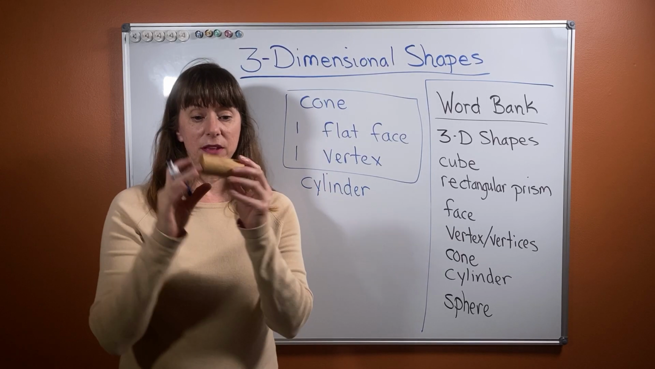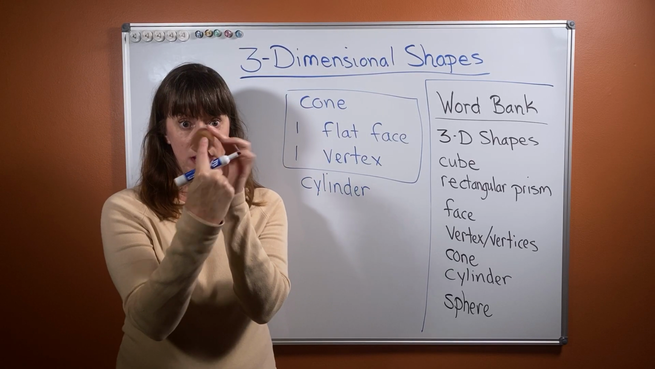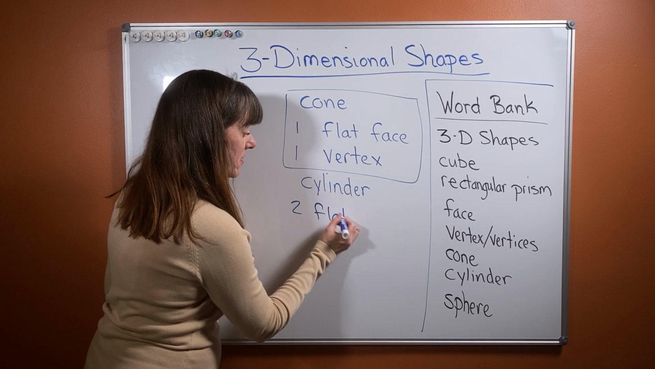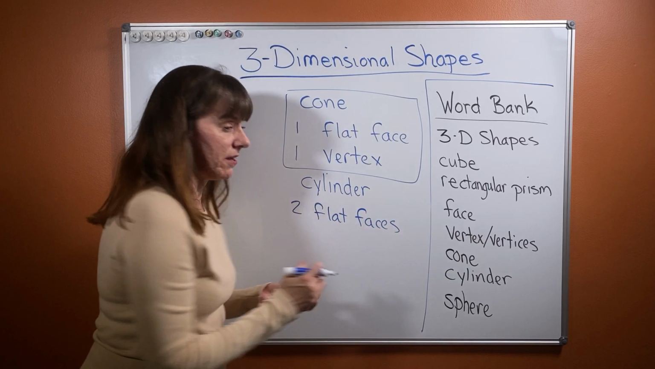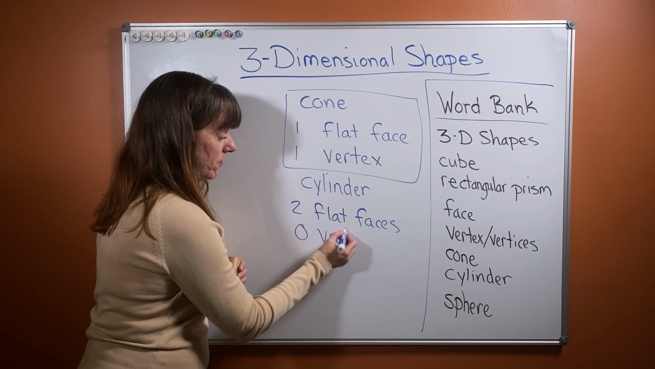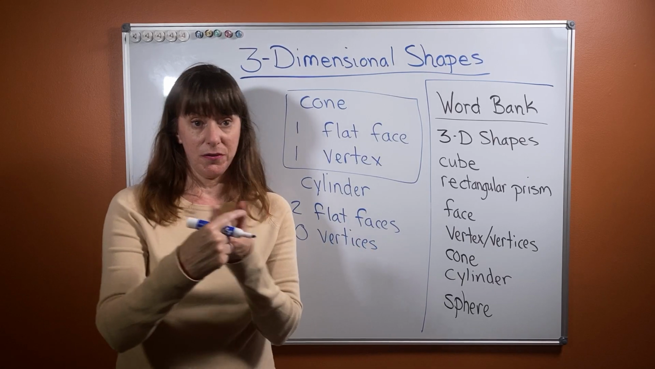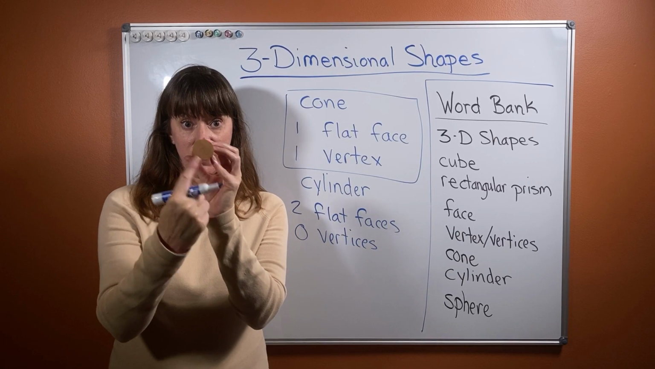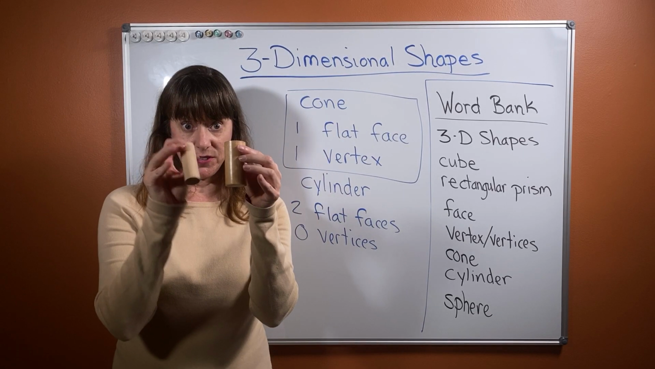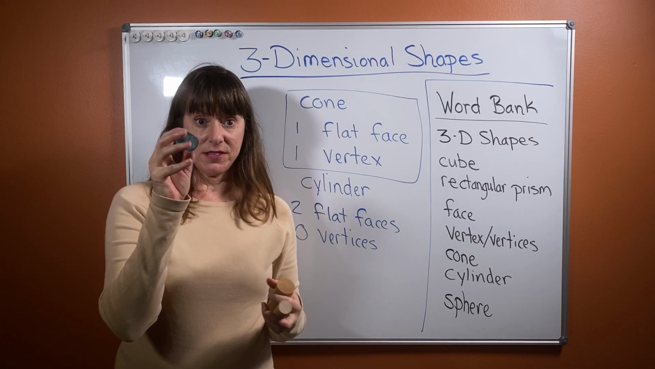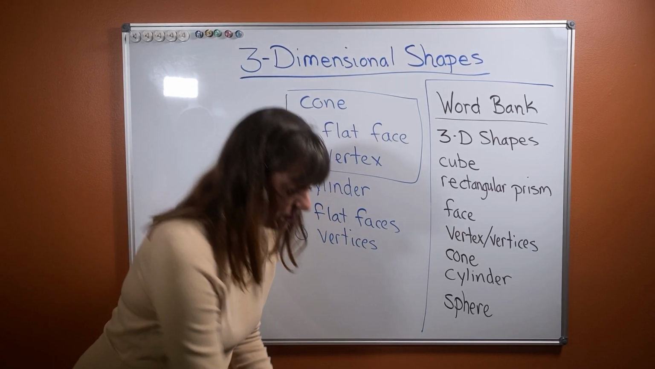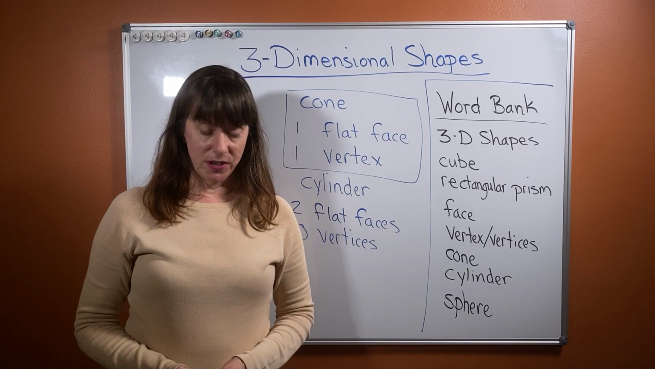A cylinder is also a 3-dimensional shape. A cylinder, however, has 2 flat faces. And look at this. It has 0 vertices. There are no corners because of the circle faces. Here's another example of another type of cylinder. And then this little cylinder. These are all examples of cylinders. 2 faces, no vertices.